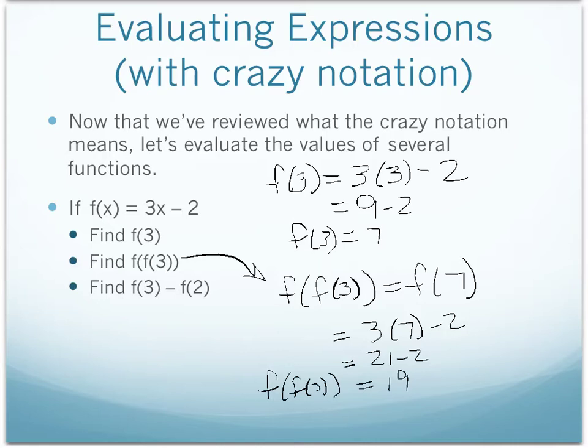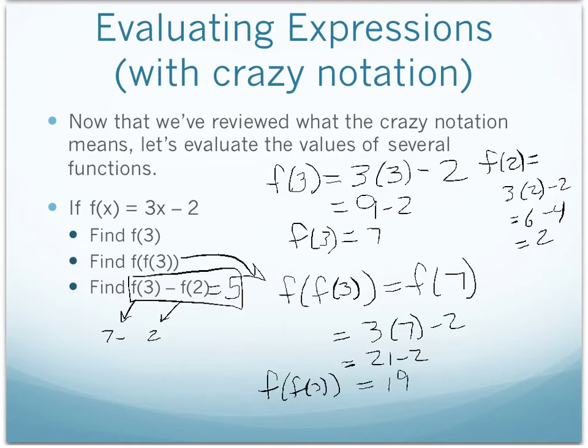Lastly, we can do mathematical operations with these functions. We can add, subtract, multiply, and divide. So let's find f of 3 minus f of 2. Well, f of 3 we already know is 7, so let's find f of 2. Well, that's going to be 3 times 2 minus 2, which is 6 minus 2, which is 4. So f of 3 is 7, f of 2 is 4. So f of 3 minus f of 2 equals 3. Okay?